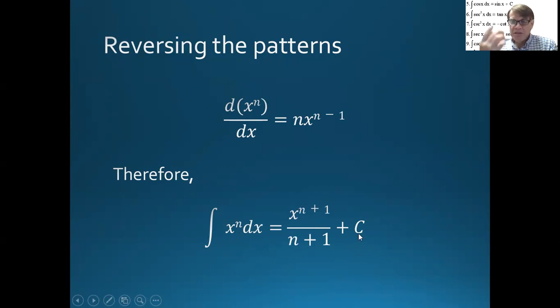Now, we have to put a constant there because, of course, the derivative of a constant is 0. So we don't know whether there was a constant, but basically, the constant could be 0. But the integral of x to the n is going to be x to the n plus 1 divided by n plus 1 plus some constant. Okay, so this is the straightforward reversal of the derivative of x to a power. All right, so this is a formula that you should know.